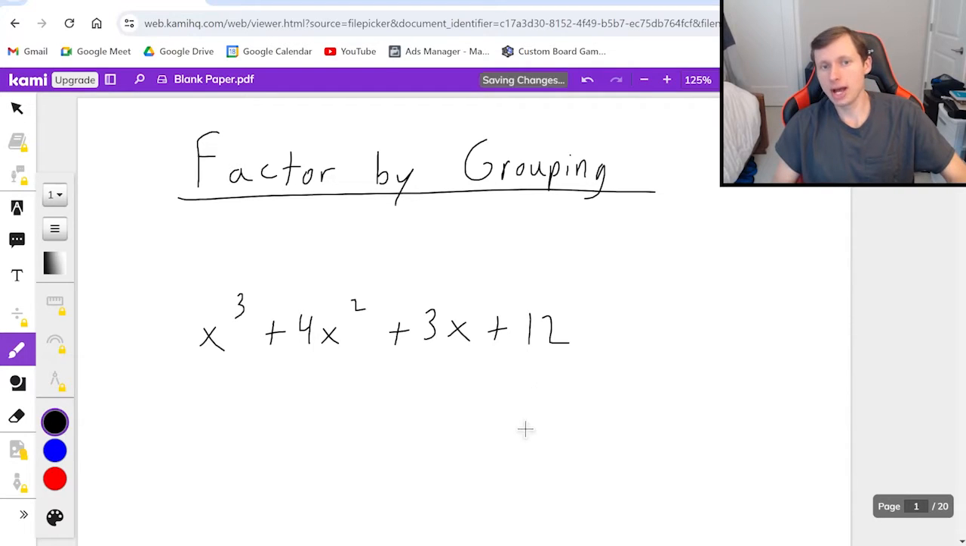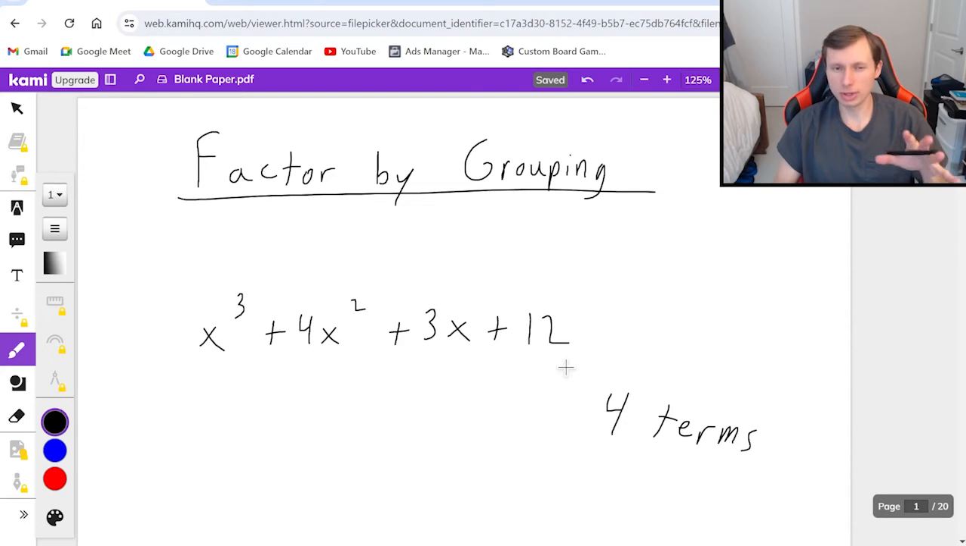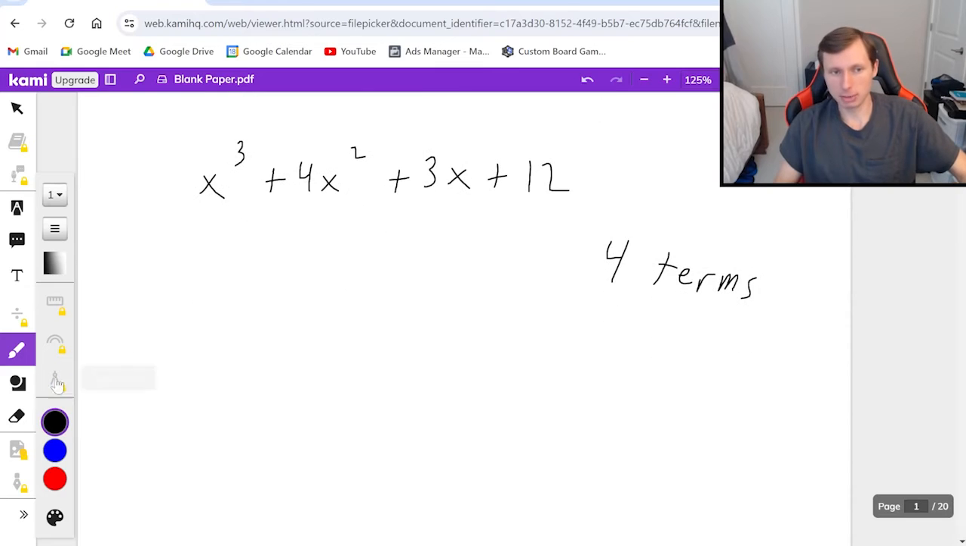And the reason why I'm immediately thinking factor by grouping is because there's 4 terms. X cubed, 4x squared, 3x, and 12. It has nothing really to do with the pluses and minuses or the numbers in front of the x's. Just the fact that I have 4 terms, immediately factor by grouping is on my mind. And here's how we do factor by grouping.